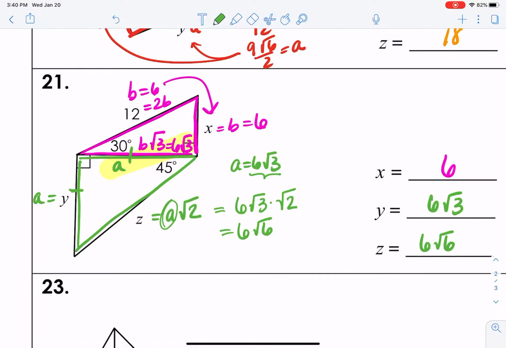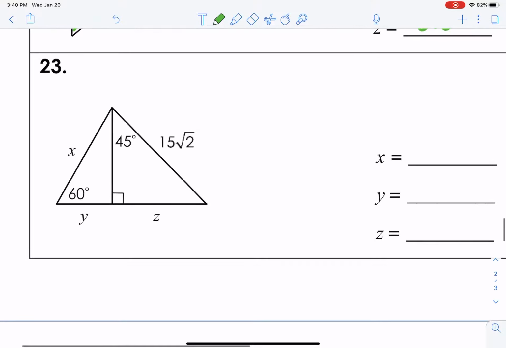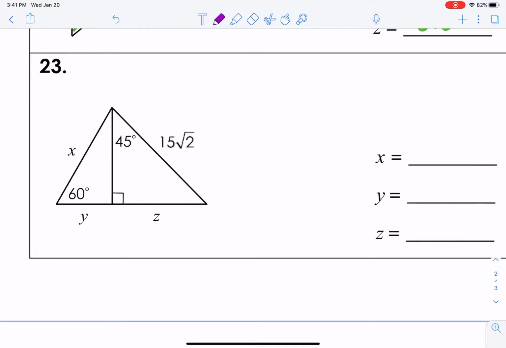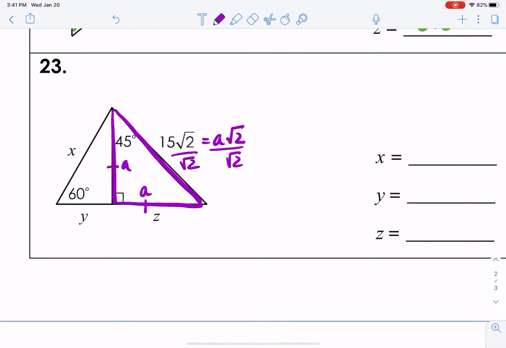Again, you can use the calculator if you need to check that. For number 23, the first one that we have information about is the 45-45 this time. So these are my two congruent sides, A, and this is A square root of 2. So when I divide by the square root of 2, I get that A is 15. So that helps me to identify Z.